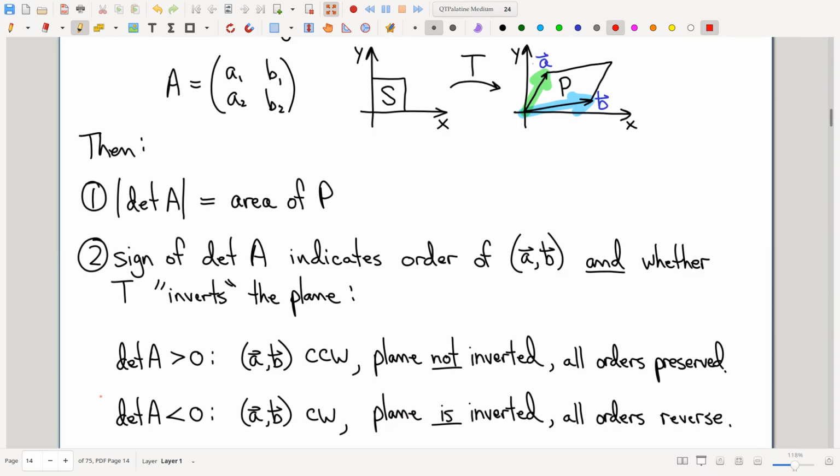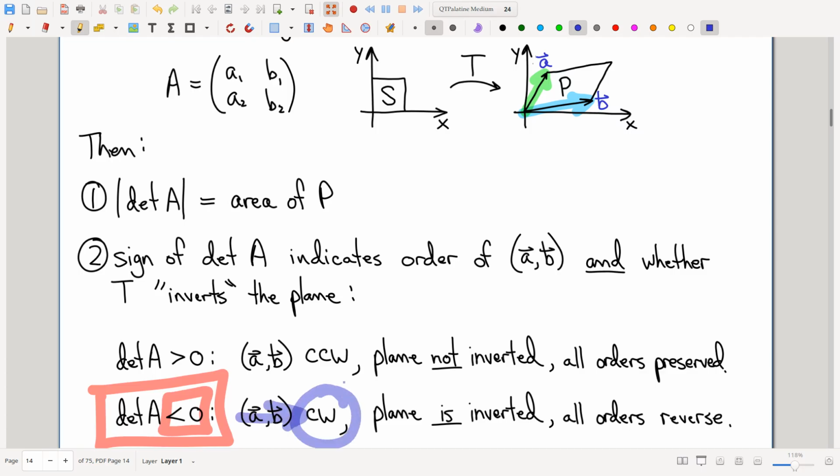If the determinant is negative, the list will be clockwise, and notice that's what that is. So this is what the picture would look like if the determinant is negative. Determinant negative, that means the list is clockwise. That means like this instead of how I had it previously. Is that cool?